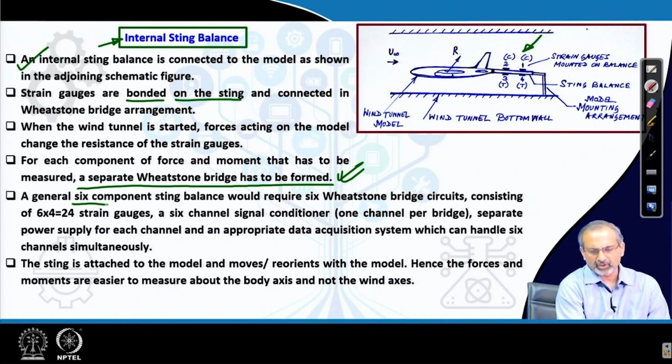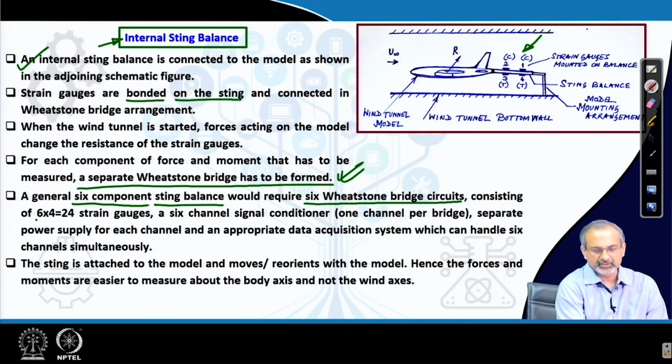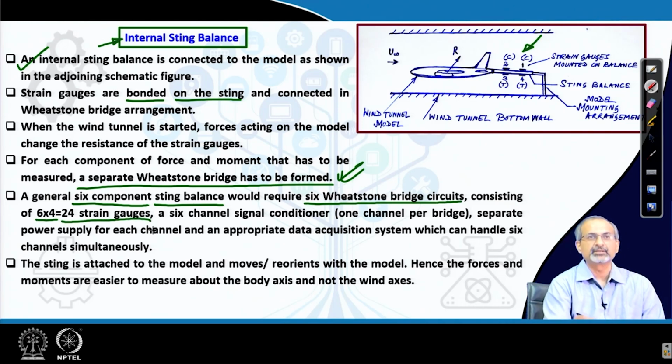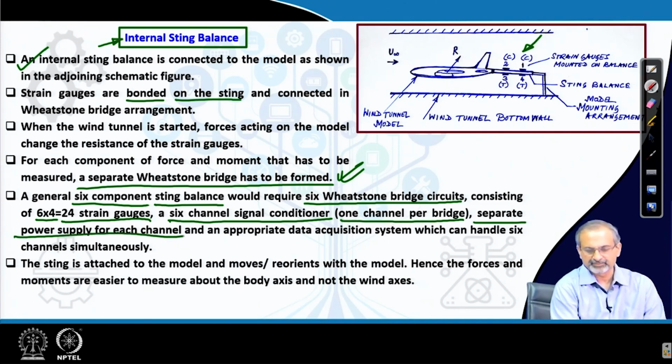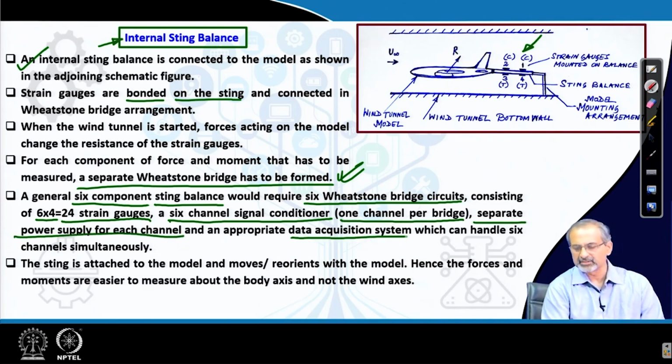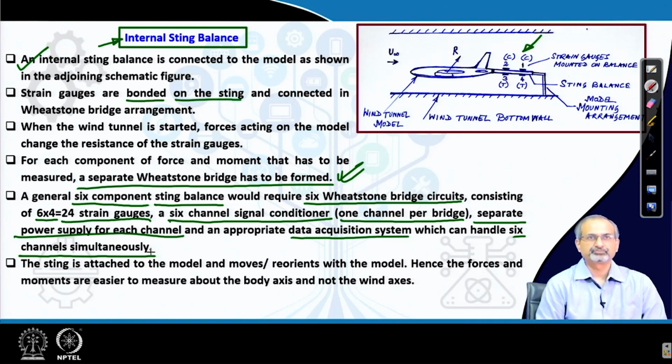So, for example, if you are talking about a 6 component sting balance, it would require 6 Wheatstone bridge circuits consisting of 6 into 4, which is 24 strain gauges, because each one of them consumes 4 gauges. You would need a 6 channel signal conditioner, 1 channel dedicated to each bridge, a separate power supply for each channel, and an appropriate data acquisition system which can handle the 6 channels simultaneously. So, this would broadly be the total setup for acquiring the load data.